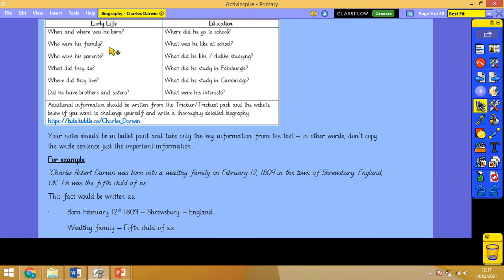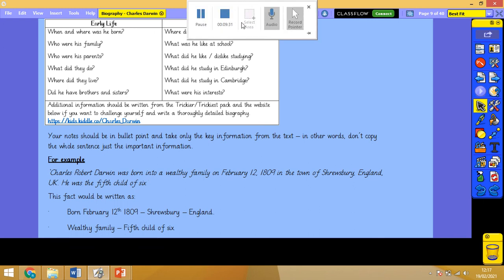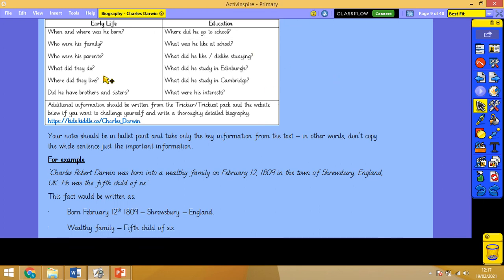Here are a couple of questions that I'd like you to answer today. I'm not going to take notes and show you how to do that, because I feel like we've done a lot of that the last few weeks. So his early life. When and where was he born? Who were his family? Who were his parents? What did they do? Where did they live? And did he have brothers and sisters? You need to answer all of those.